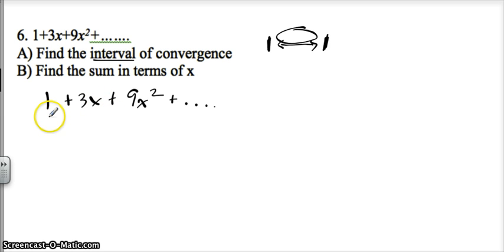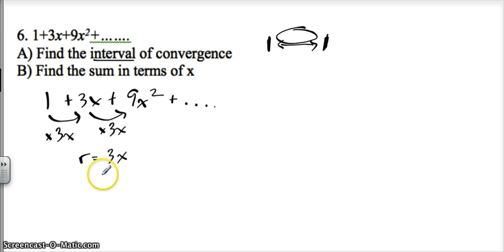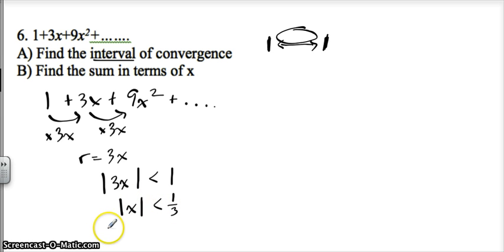To find that interval of convergence, we just think, how do we go from term to term? It looks like we're multiplying by 3x each time. So we know that the r value is 3x. We said that we want the absolute value of r to be less than 1 in order for it to converge. So if the absolute value of 3x is less than 1, that must mean the absolute value of x is less than 1/3, which means x is between negative 1/3 and 1/3. That's going to be our interval of convergence.